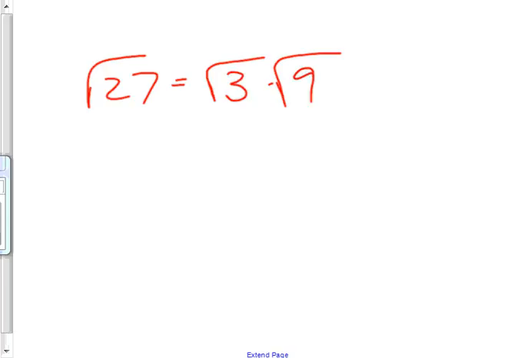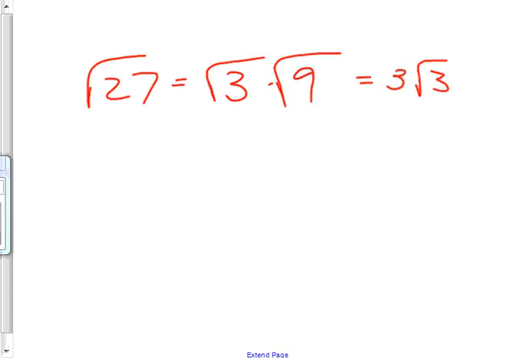I'll give you another one. Root 27. Simplify that one for me. Two roots, and multiply. 3 and 9? Yes. 3 and 9. And that works out really nice because the square root of 9 is 3, so the final answer would be 3 root 3, I think you meant. Yes. 3 root 3. Okay?